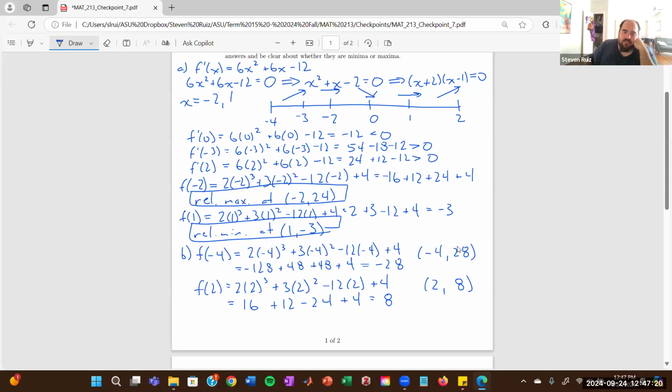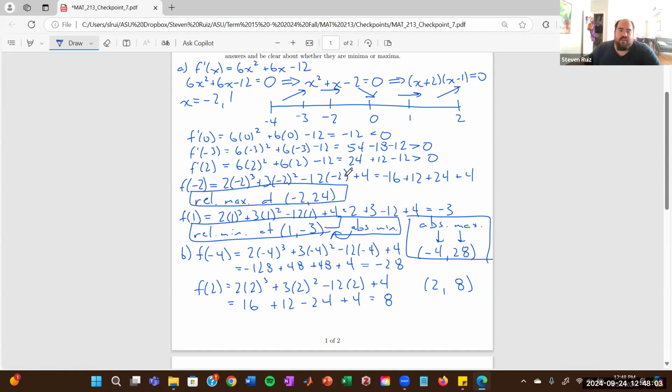Okay, so now we're looking for the absolute maximum. Let's look for the absolute maximum first. The y values I've found at all my candidate points here are 24, -3, 28, and 8. So that means my absolute maximum occurs here. Now to find the absolute minimum, I have to look at all my minimum points. I have 24, -3, 28, and 8. So my relative minimum is also my absolute minimum. This takes place somewhere in the middle of the interval, whereas the absolute maximum takes place at the left end of the interval.